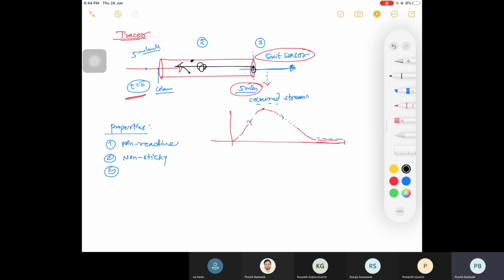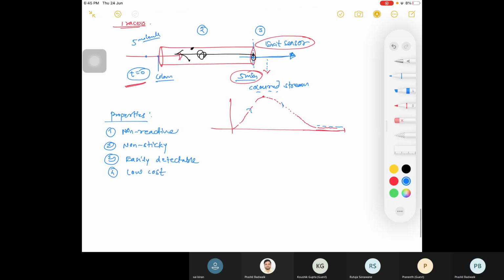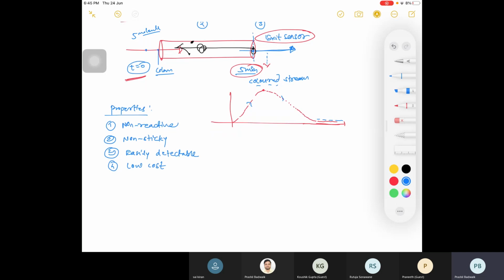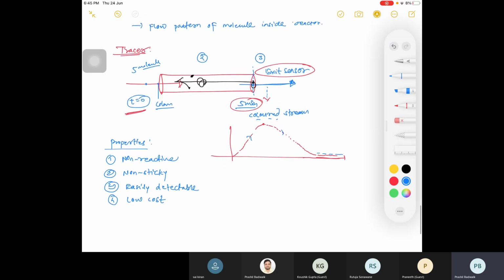Then, a very important thing is it should be easily detectable. Easily detectable. Then what everyone wants, it should be low cost. And it will have the same properties as your reaction mixture. So whatever properties your reactant molecule has, it will have the same, so it can have the same performance as your reactant stream. So you can get the exact profile of how that molecule is moving inside your reactor, right?